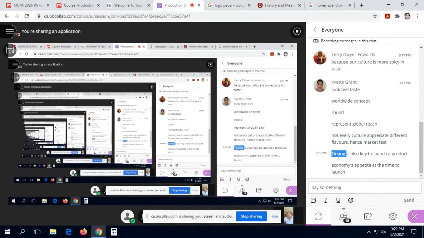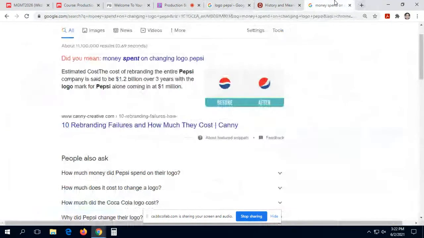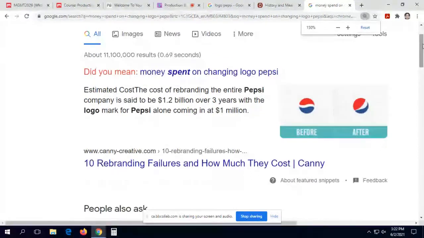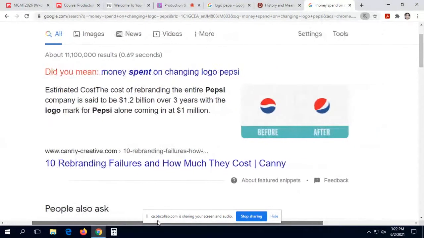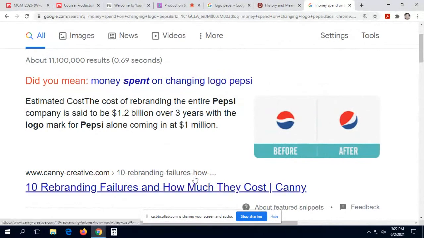Timing, we have spoken about that. So many things have to be right when it comes to product design or the launch of the business. Let's look at this. I was saying run a Google search on how much money it costs. Look at this, I think you will find this interesting, and maybe you can now link it more with what I have been saying.